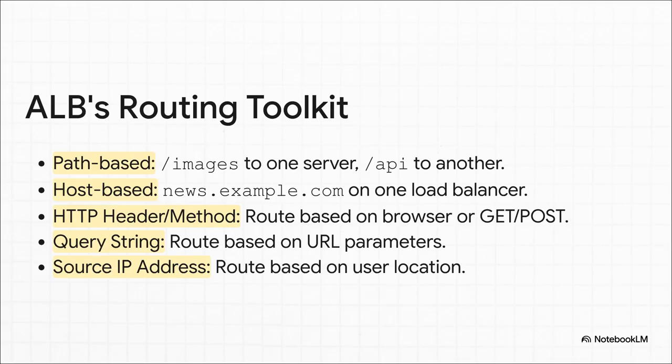It means you can say, hey, any requests for /images, send them to this group of servers. Any requests for /API, they go over here. You can even have one single load balancer handling multiple websites, like news.example.com and store.example.com, just by looking at the hostname. It's this kind of fine-grained control that makes complex things like microservices actually work in the real world.